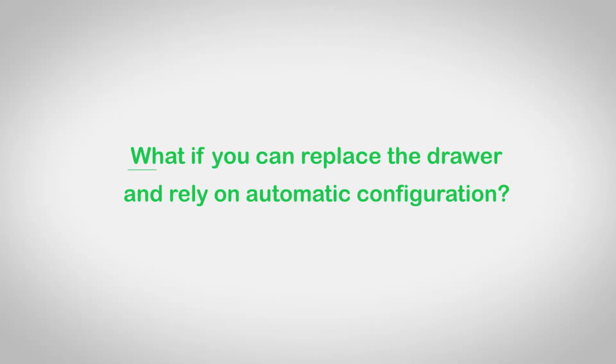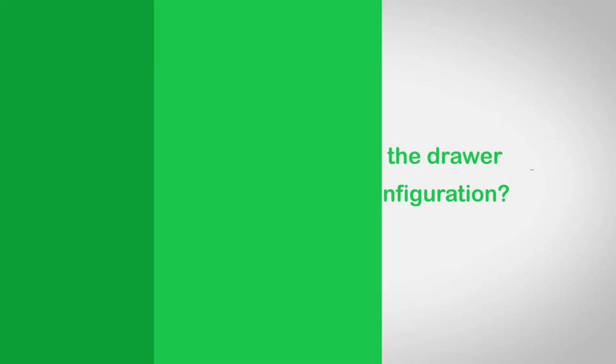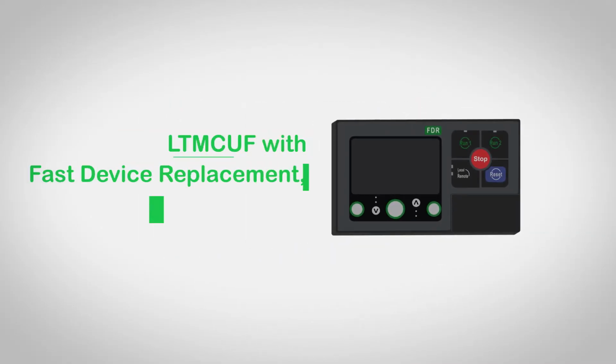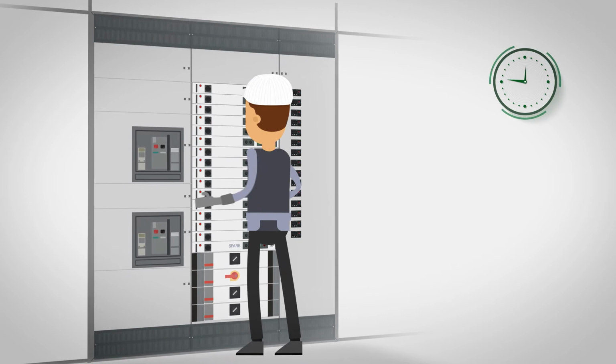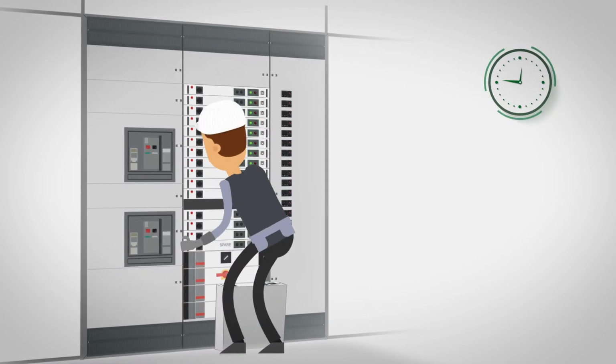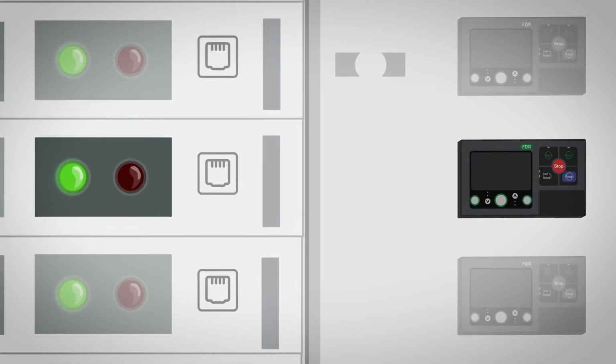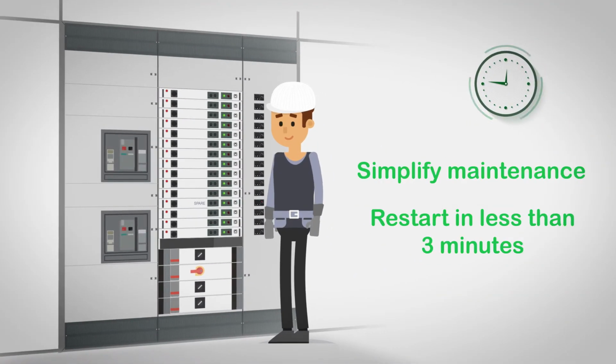What if you can replace the drawer and rely on automatic configuration? Schneider Electric has an answer: LTMCUF with Fast Device Replacement, FDR, function. Plug and play maintenance: remove the faulty drawer and replace it with a spare drawer and be ready to restart in less than 3 minutes. The settings are automatically restored.